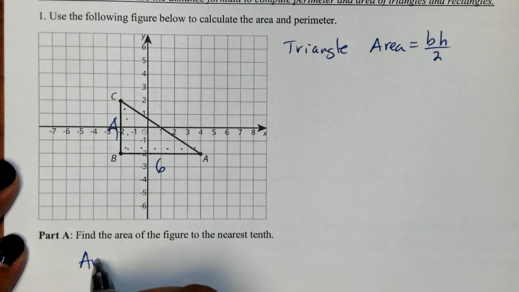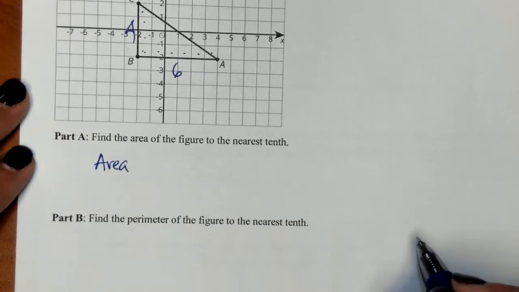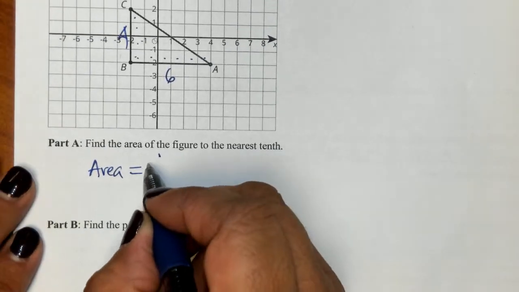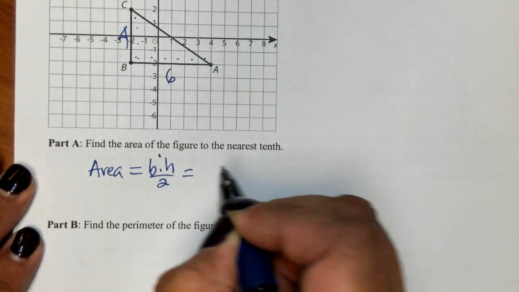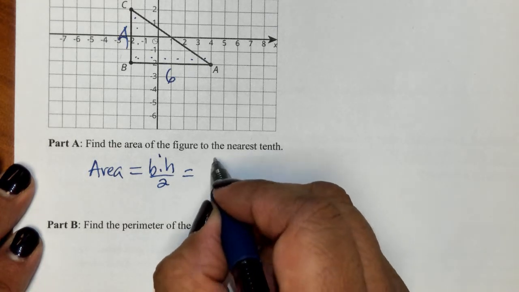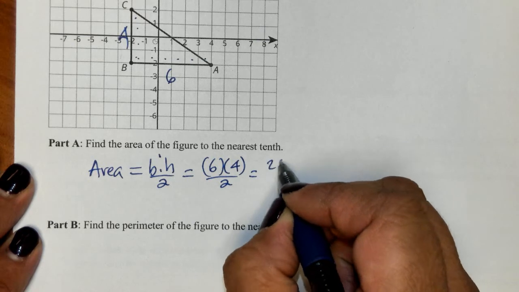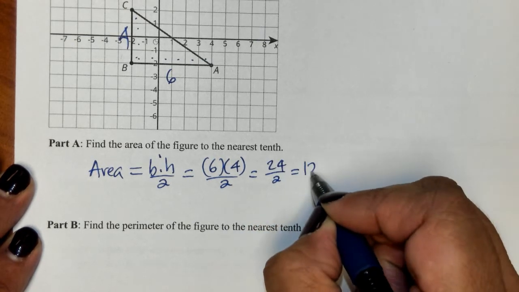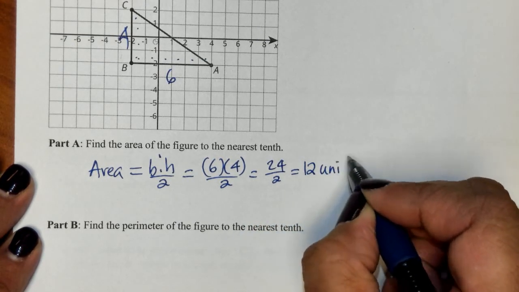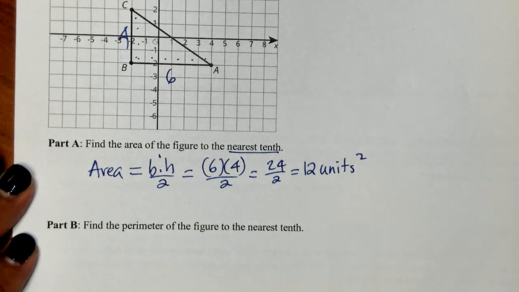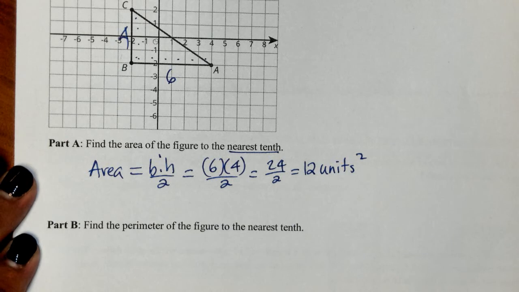So I'm going to go over here to part A. Part A, area is base times height divided by 2. The base is 6. The height is 4, divided by 2. I get 24 divided by 2. I get 12 units squared. It does say to round to the nearest tenth, but there are no decimals to deal with on this one.